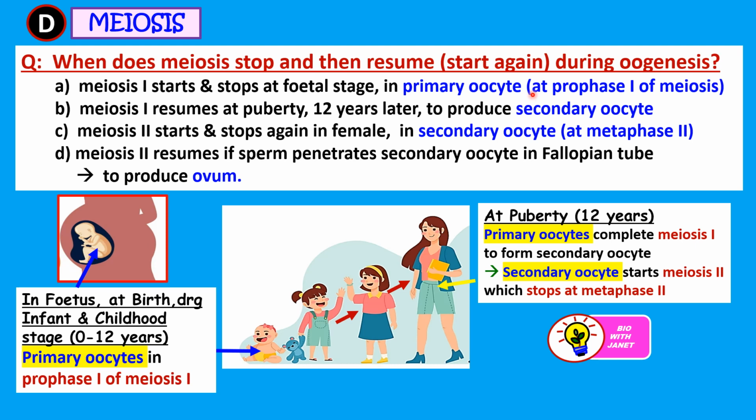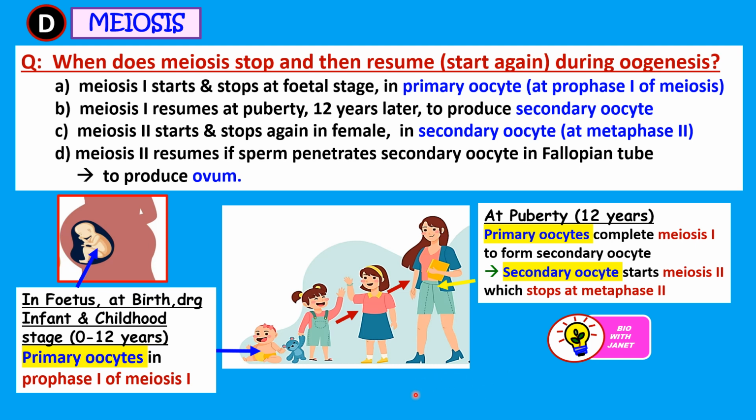That means the primary oocyte will resume meiosis 1 and continue. From prophase 1, it will continue with metaphase 1, anaphase 1, and telophase 1 in order to produce the secondary oocyte. Next, the secondary oocyte starts meiosis 2, but it stops again at the metaphase 2 stage of meiosis 2. So here we see at puberty, the primary oocytes complete meiosis 1 to form the secondary oocyte, but the secondary oocyte starts meiosis 2 and stops again at the metaphase 2 stage.